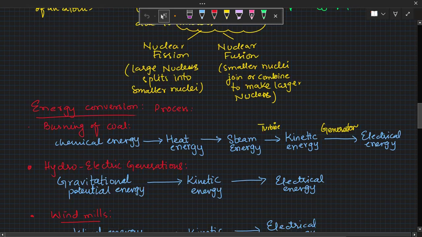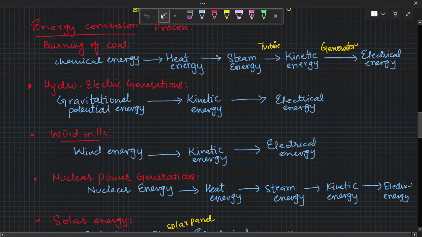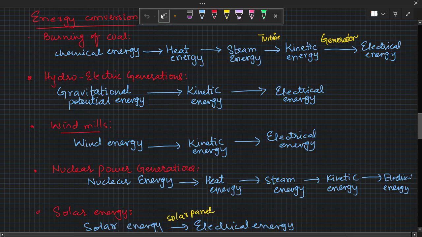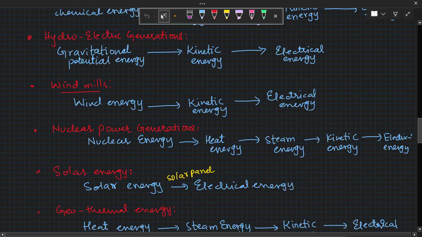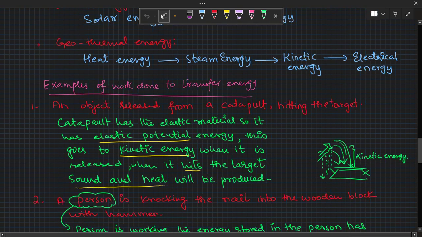We also did some questions on how different processes take place, like burning of coal. It starts from chemical energy and ends up as electrical energy. And hydroelectric generation goes from gravitational potential energy to kinetic and electrical, and then windmills, nuclear power generation and solar energy. So this is how all these things work.